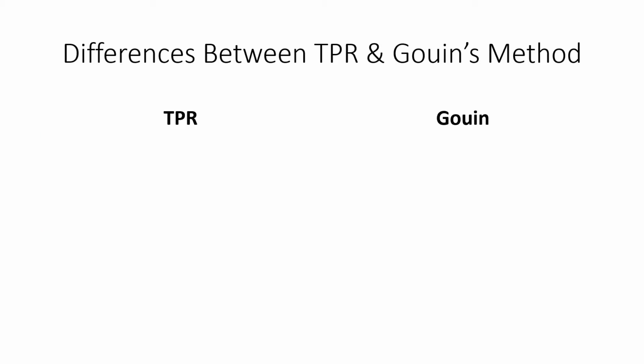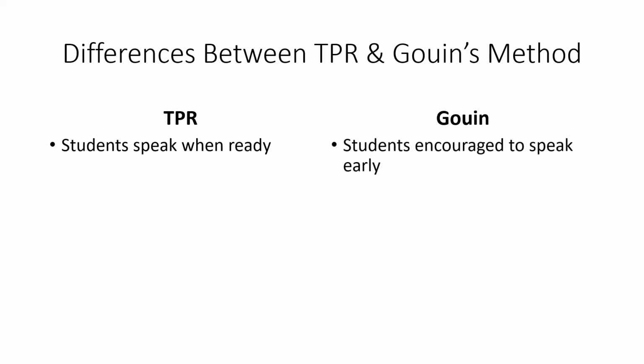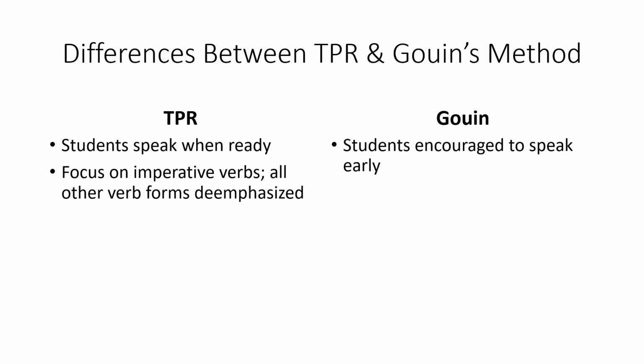So there are some differences between TPR and Gouin's method. First, students don't speak until they're ready to in a TPR classroom. Gouin encouraged students to speak very early. So the teacher would speak and then the students would speak. In TPR, the focus is on imperative verbs. All of the other forms are de-emphasized. In Gouin's method, the emphasis is on present tense first and subsequently on all of the other tenses.